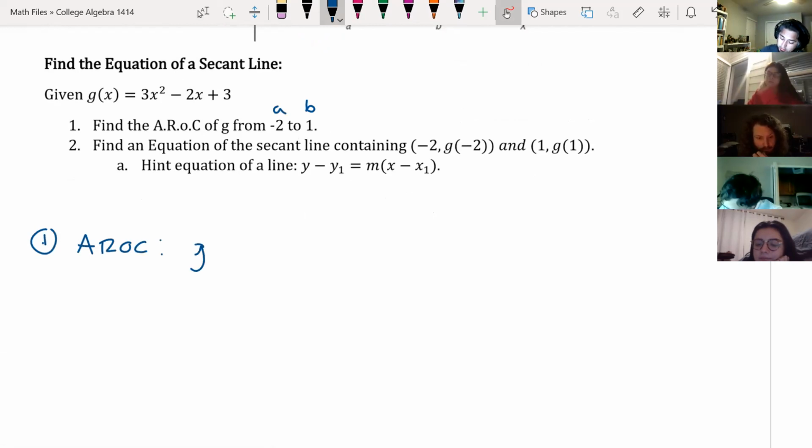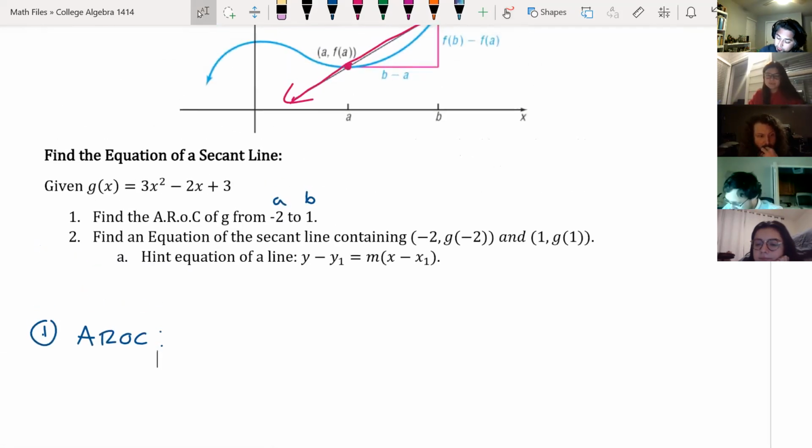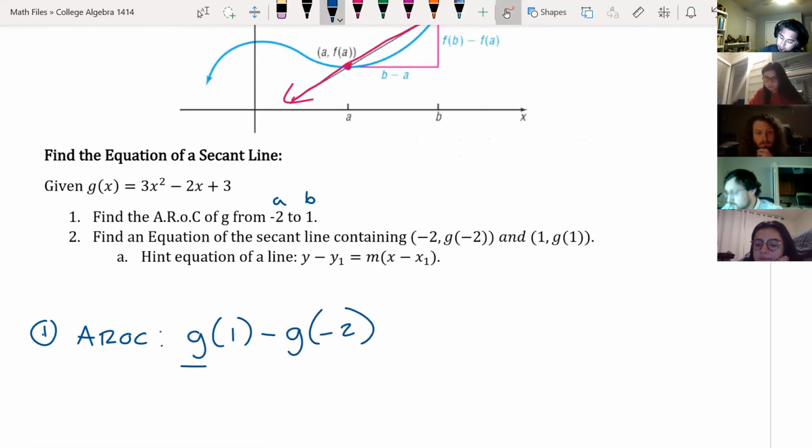We're going to have g of 1 minus g of A, or g of B minus g of A. So g of 1 minus g of -2 over B minus A.